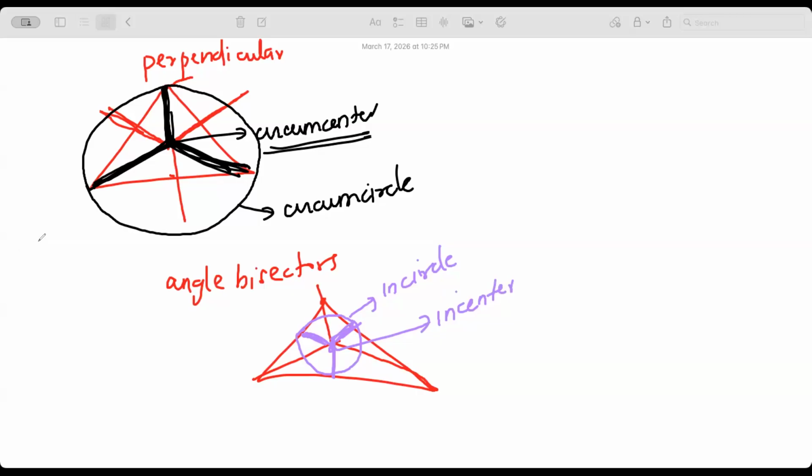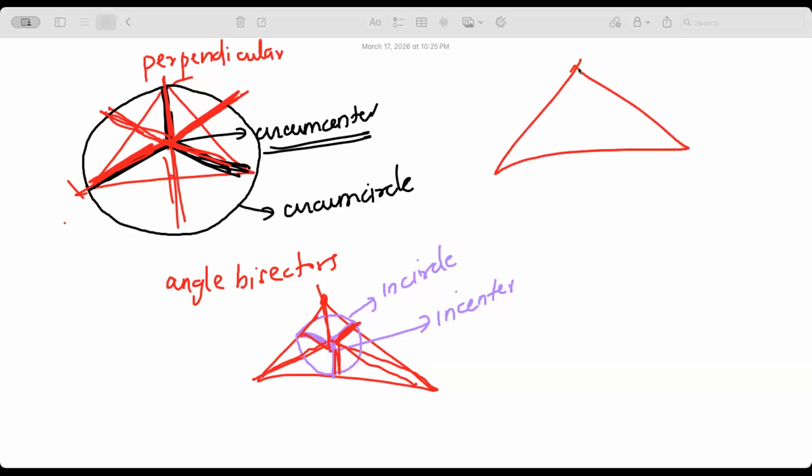So when it comes to perpendicular bisectors, it's going to be the circumcenter, because you can draw the circle outside only, and this radius will be the same. Whatever is not the perpendicular bisector, that will be the same. Here, when you draw the angle bisectors, the other distance will be the same, so you can draw only an incircle. So that's the way to remember these.